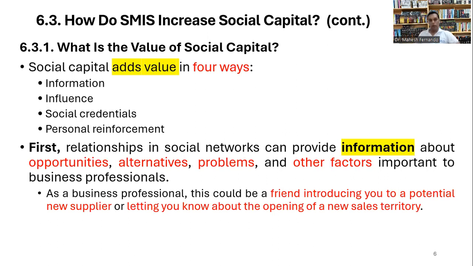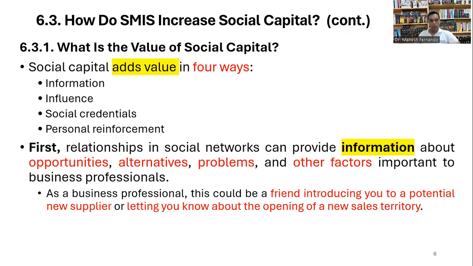Relationships in a social network can provide information about opportunities, alternatives, problems, and other factors important to business professionals. Therefore, when thinking of information adding value to social capital, you can provide information about different opportunities and alternatives, as well as identify facts or give important messages to professionals. As a business professional, this could be a friend introducing you to a potential new supplier, or letting you know about the opening of a new sales territory, which is information that adds value to the social capital.